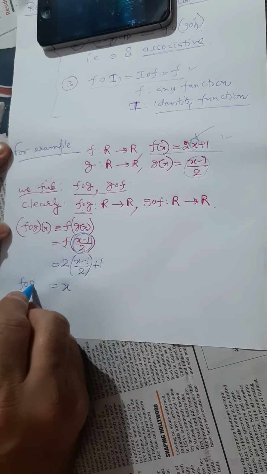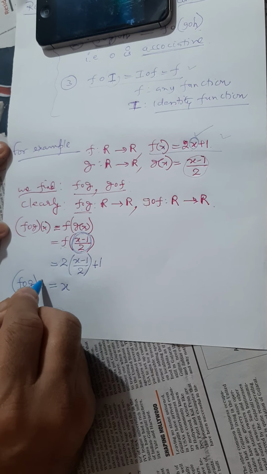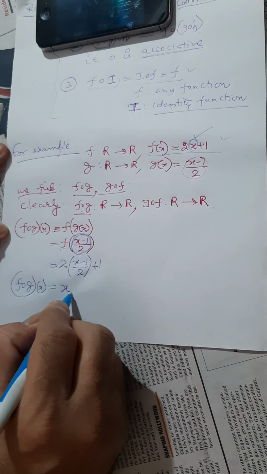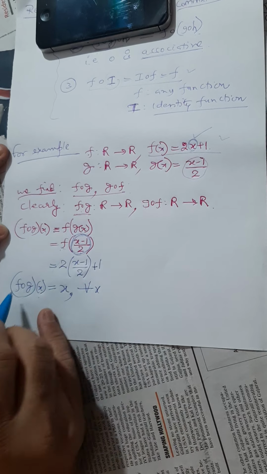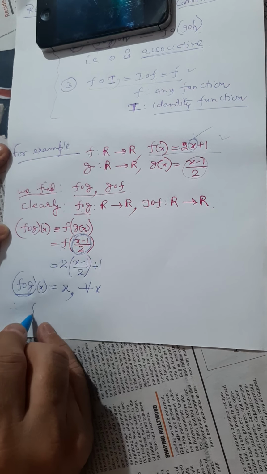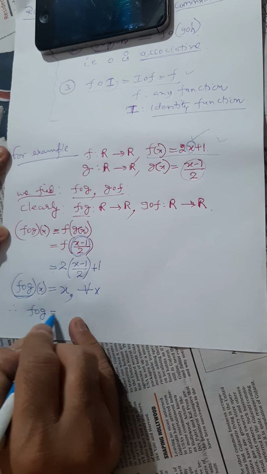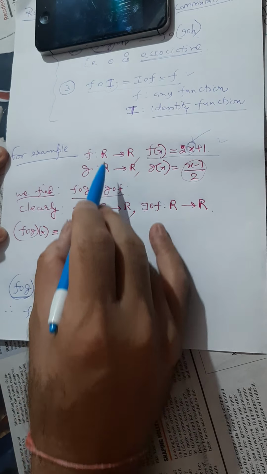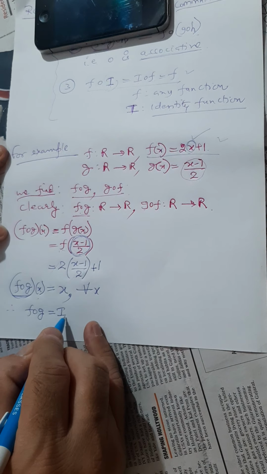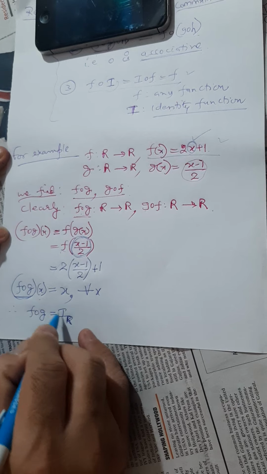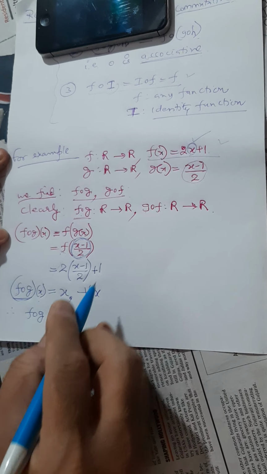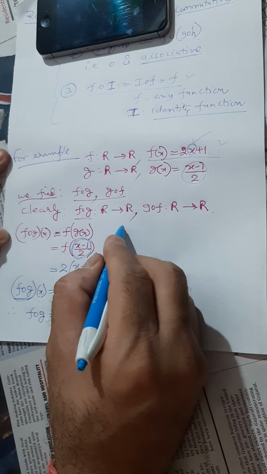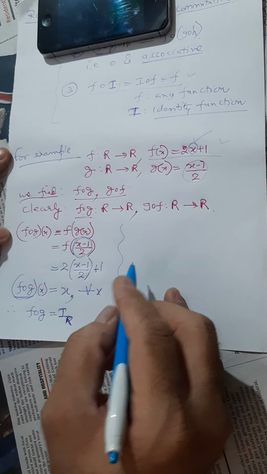And you recall, if FOG at x, if you are getting same for every x, then this is called identity function. So FOG equals to I. It's a function from R to R, if you remember. So it is called identity on R. IR we usually write. It's a function from R to R. Same way, let me see this.